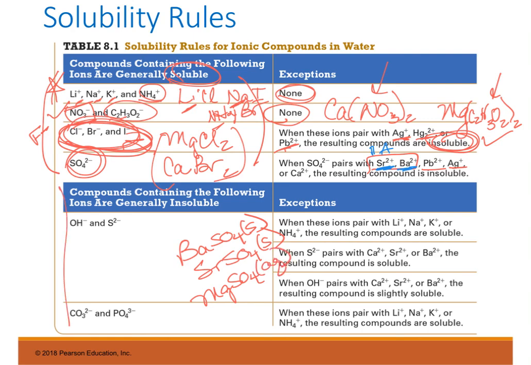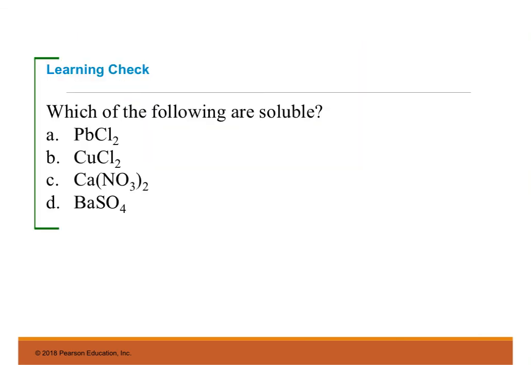The lower left quadrant shows the compounds that tend to be insoluble. If the anion is a hydroxide, sulfide, carbonate, or phosphate, they are almost always insoluble. There are some exceptions. The most important being, remember that if any ionic compound has a group 1A metal as the cation, it is automatically soluble. All right, so again, I would print that out so it's handy for you to use and practice with.